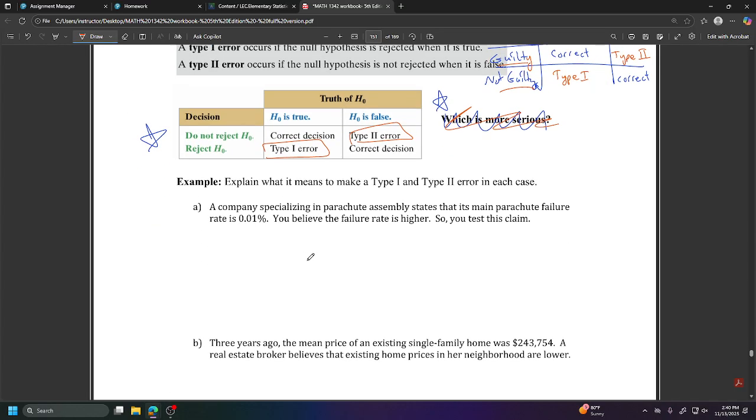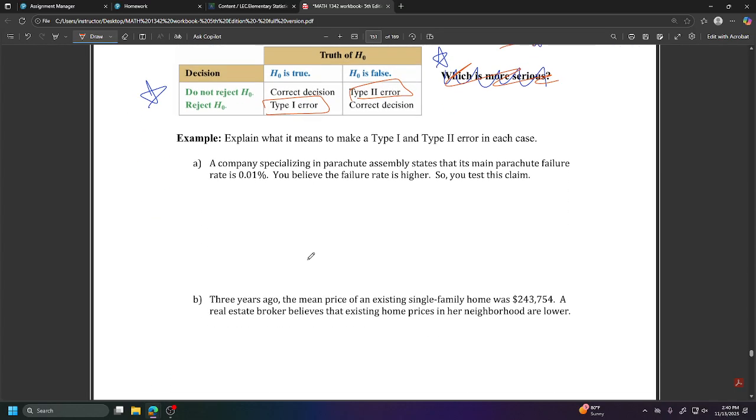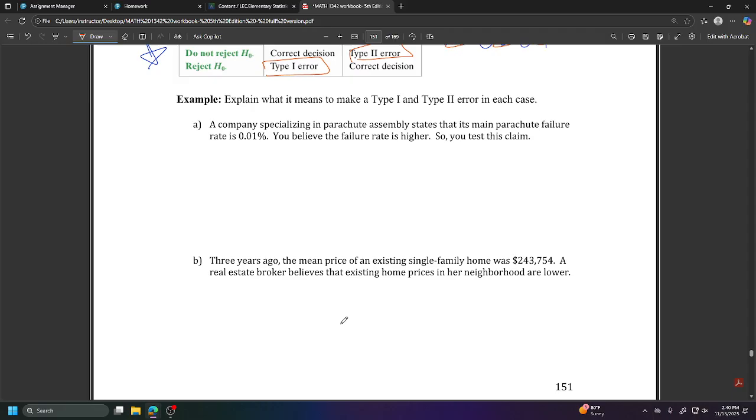All right, so what would it look like then for parachutes? What would it look like then for buying a house? What does it look like if I make a mistake in some of these situations, okay? So I don't want to go too far on this. I just want to show you some basic stuff here. So let's say that we have the parachute failure rate is 0.01%. And then over here, it's going to be higher than 0.01%. Okay, so those are the 2 options for the parachutes.